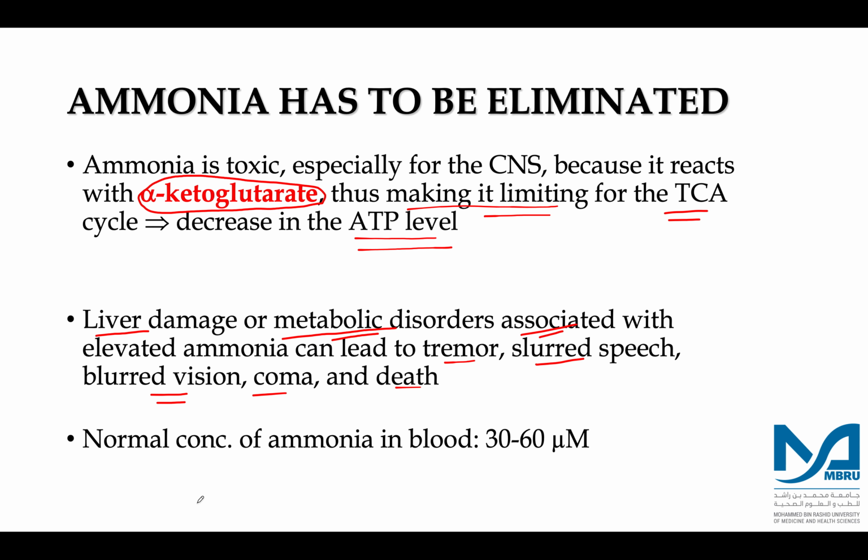For your information, the normal concentration of ammonia in blood should be between 30 to 60 micromolar. However, people say that it should be maintained below 40 micromolar. So let us say you should have ammonia levels in the blood below 40 micromolar or between 30 to 40 micromolar, but the body can buffer it up to 60 micromolar. If the levels of ammonia increase beyond 60 micromolar, the person will exhibit ammonia toxic effects.